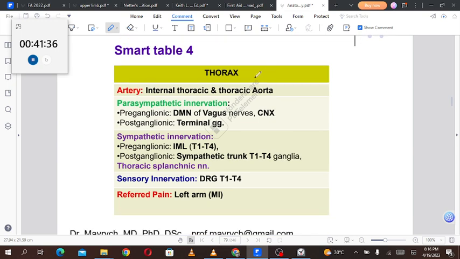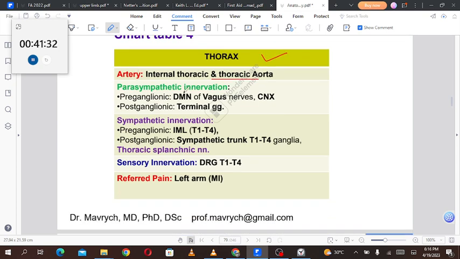Supply of the thoracic viscera: the arteries are the internal thoracic and thoracic aorta. Parasympathetic innervation, preganglionic, that is the DMN of the vagus nerve. Vagus nerve, cranial nerve 10. Preganglionic fibers are coming from the dorsal motor neurons. And postganglionic are the terminal ganglia.